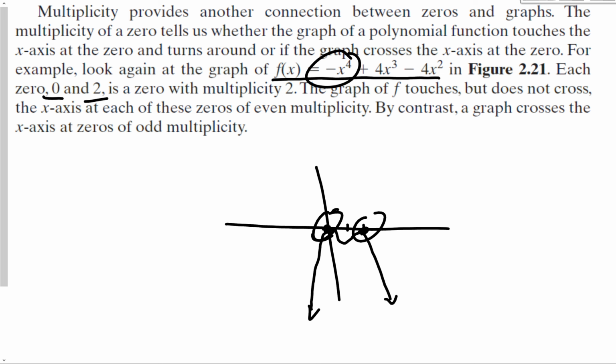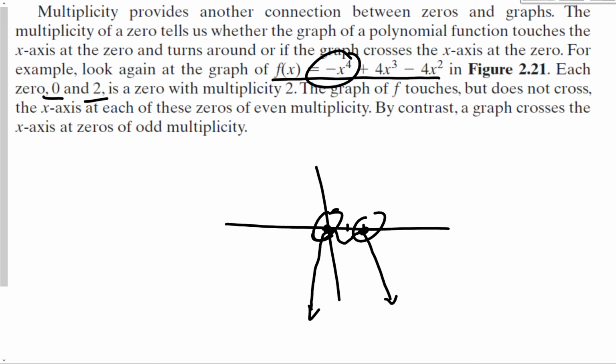So if it's an even multiplicity, the graph touches but does not cross the x-axis at the zeros. If it's an odd multiplicity, the graph crosses through. Okay, so that's what this one right here says. If r is a 0 of even multiplicity, the graph touches the x-axis and turns around at r. If r is a 0 of odd multiplicity, then the graph crosses the x-axis at r. And in fact, regardless of whether the multiplicity of a 0 is even or odd, the graph tends to flatten out near zeros with multiplicity greater than 1.